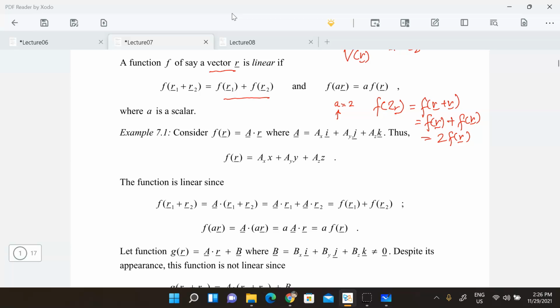Now we would like to test whether this function coming from this definition is linear or not. So one has to test it with respect to the vector addition property. In this particular case it works. That gives us just a dot r1 plus a dot r2.